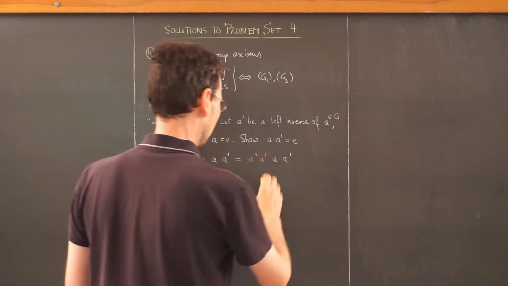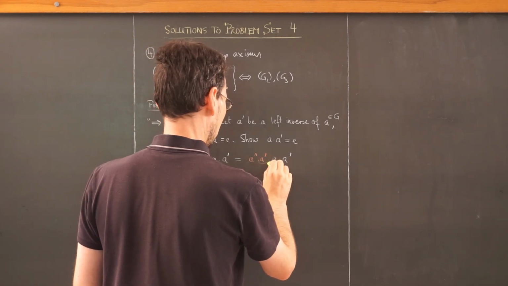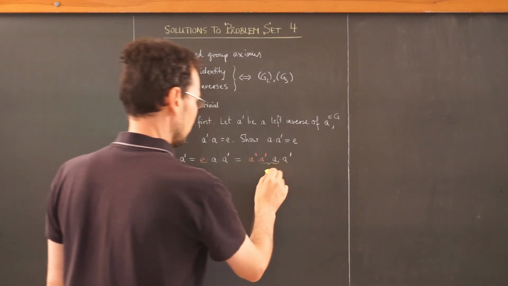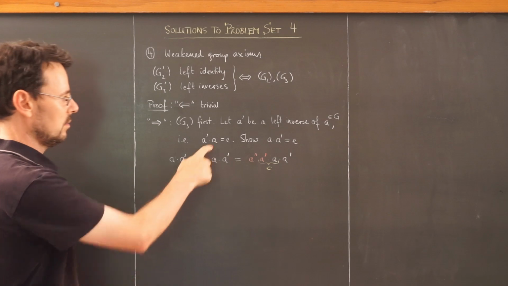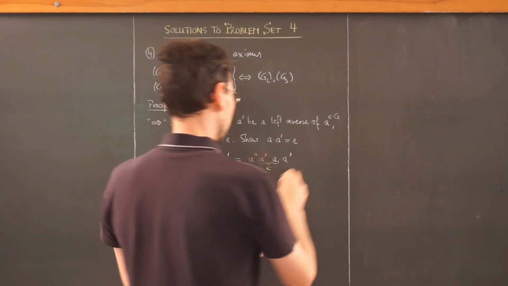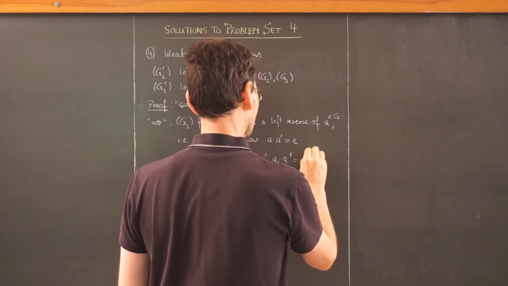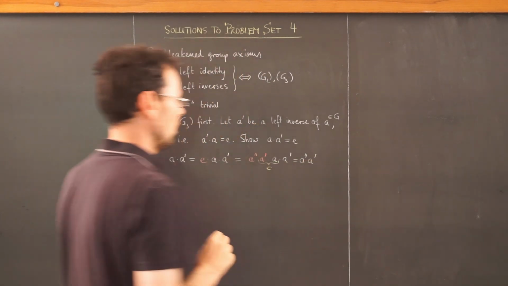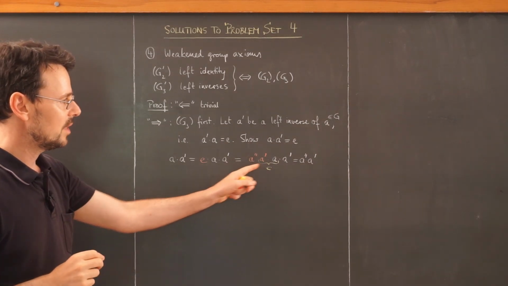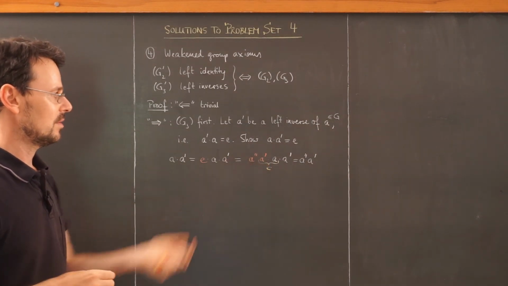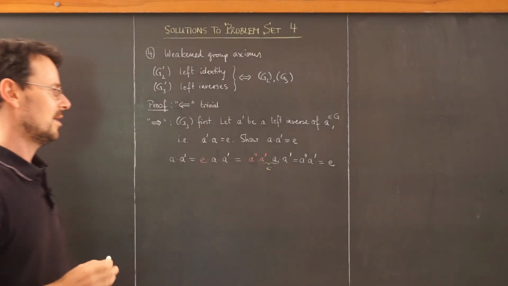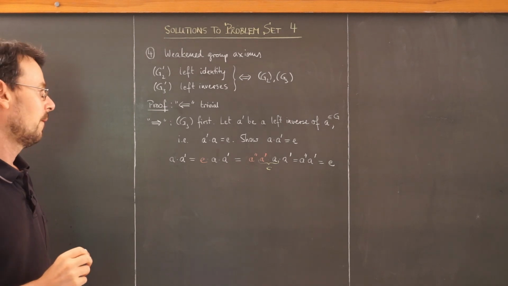And now A prime A is the identity by assumption. And we are left with A prime, A double prime, A prime, but A double prime is the inverse, the left inverse of A prime. So this is nothing but the identity, and we are done.